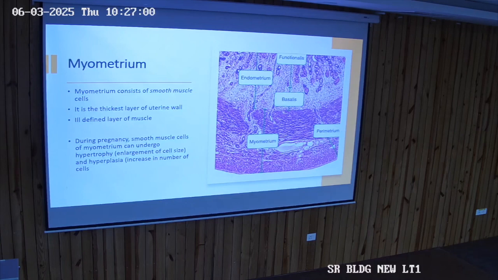And one thing is that the layer has not been divided into circular, longitudinal, oblique. They are very ill-defined layers. The muscle fibers are running in every direction. So you don't have to remember here that inner is circular, outer is longitudinal. So here it is not a well-defined pattern, rather it is an ill-defined pattern of muscle fibers which are present in the myometrium.